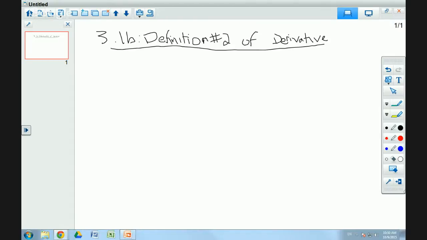All right, so definition number 2. Sometimes this one's better to use, sometimes the other one's better to use. Okay. Sometimes on the AP exam they use one or the other.